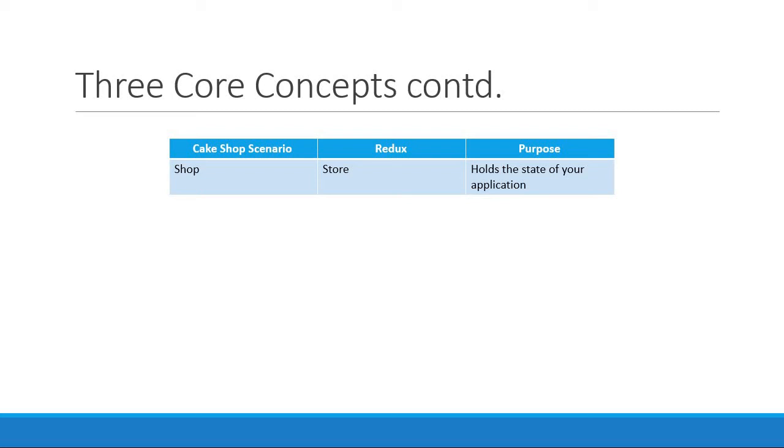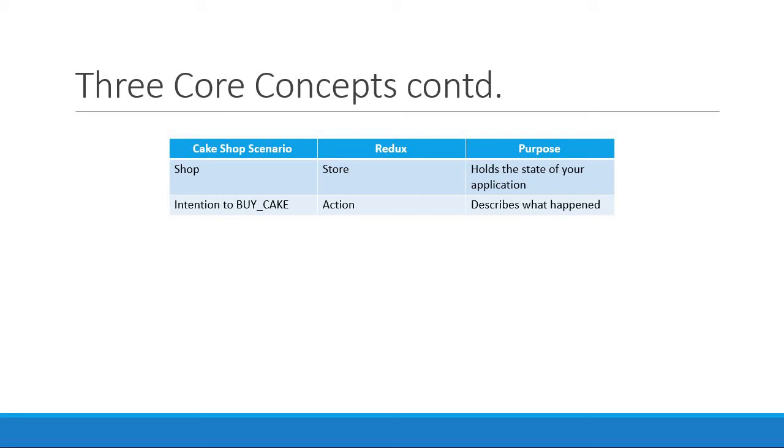The second concept is what is termed as an action in Redux. In our scenario, we went to the shop and explicitly told the shopkeeper about our intention. We wanted to buy a cake. This intention is what is known as an action in Redux. An action describes what happened. In our scenario, the action describes that the number of cakes has to be reduced by one.